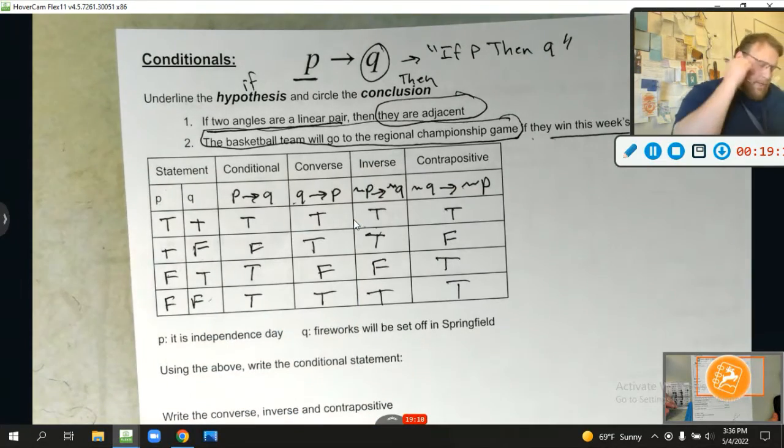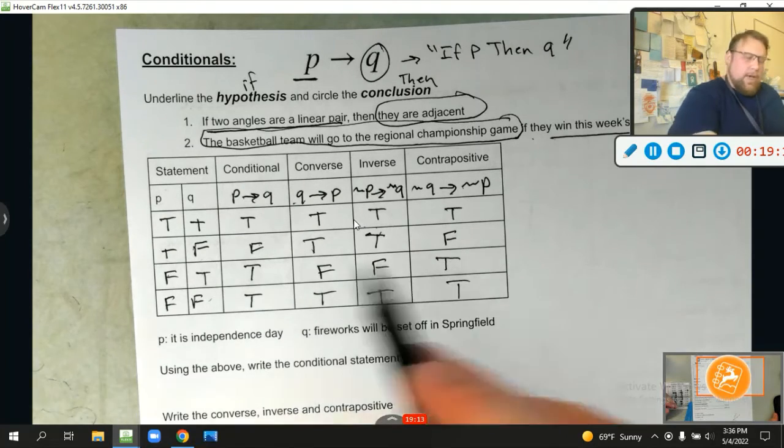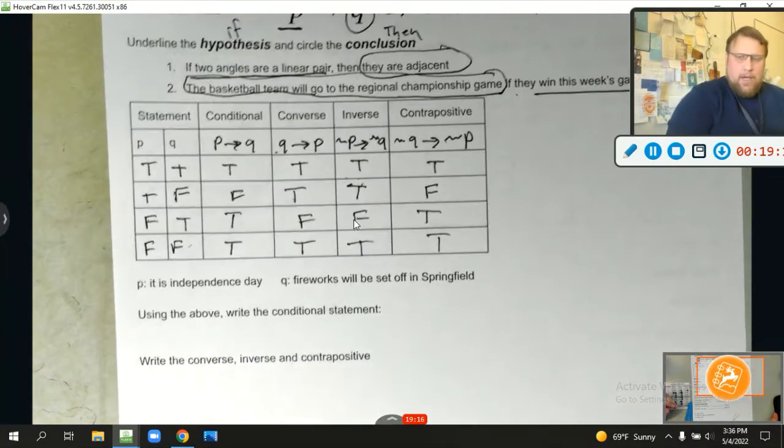This truth table is going to help us. We'll talk about it as time goes on. But for now, just go ahead and get that filled in. Good stuff. All right, let's look at it.